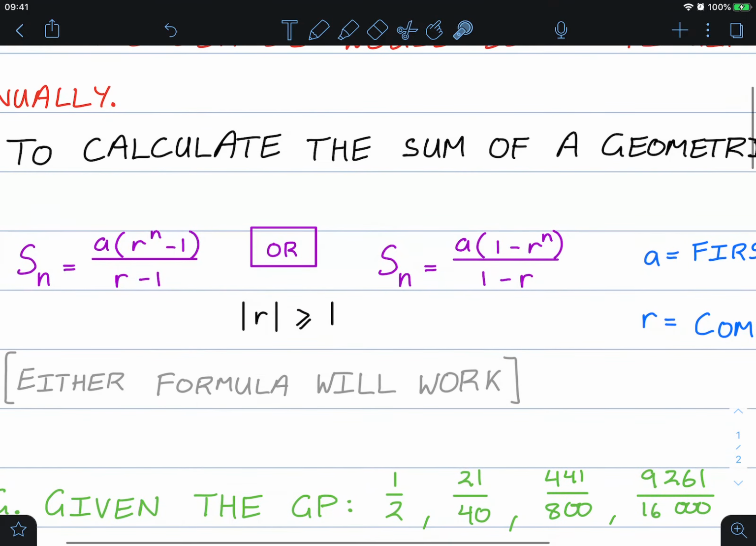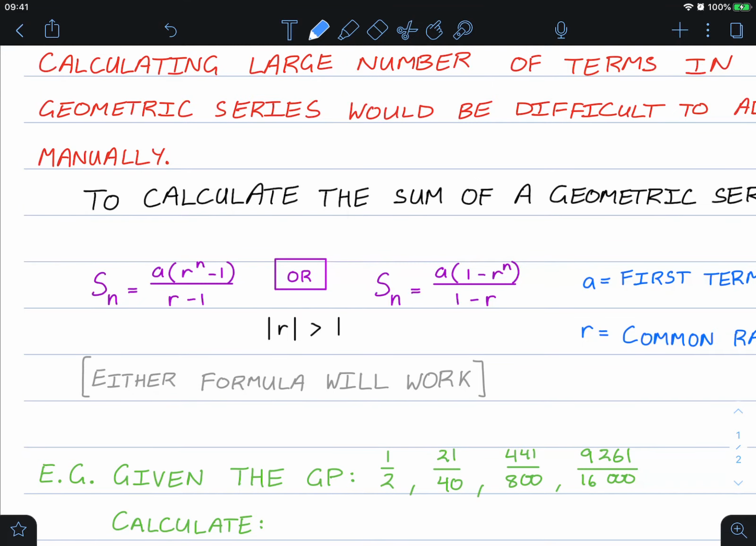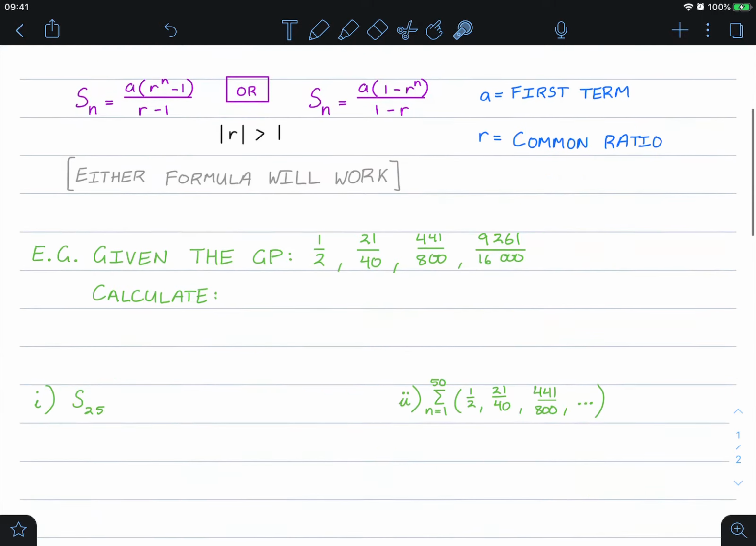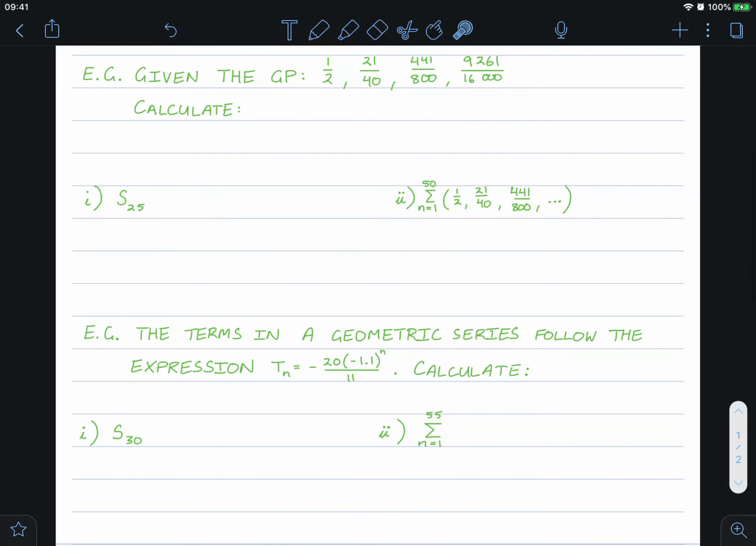However, the only condition is that r must be greater than 1, it shouldn't be equal to 1. So if you have any fraction, like 0.1 as your r, these will not work. And obviously, I hope we know by now that a is the first term and r is the common ratio. So here are two examples that we're going to be working on. Here we go.